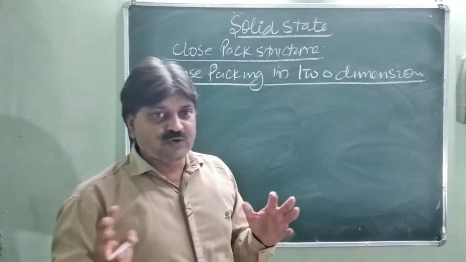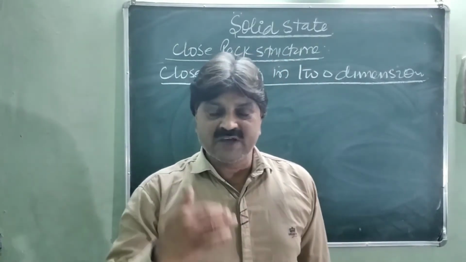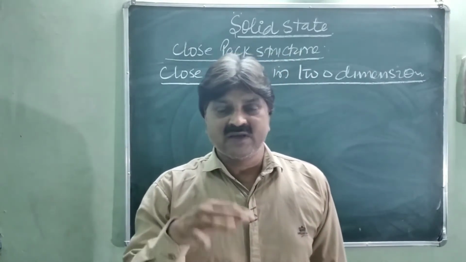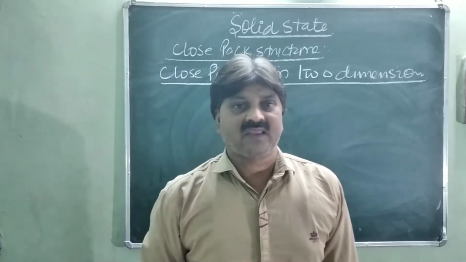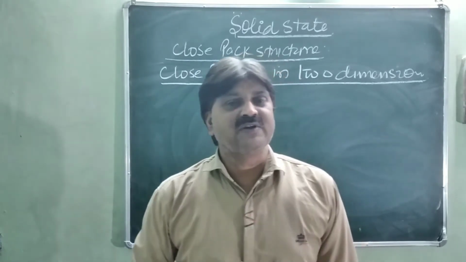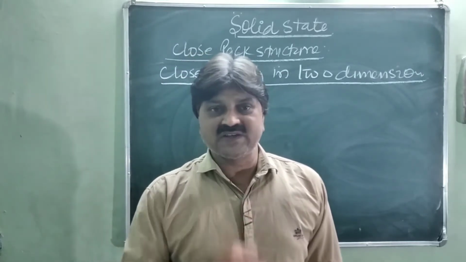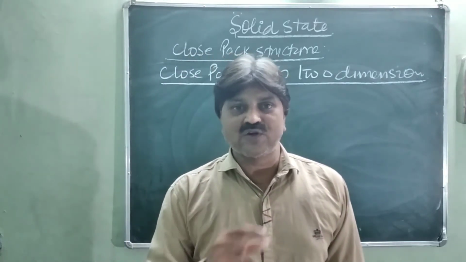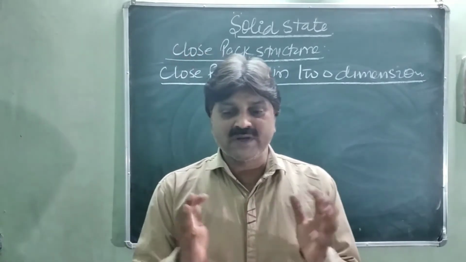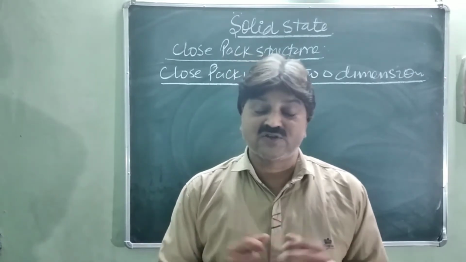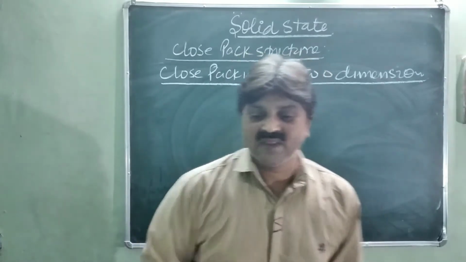There are 2 ways of placing the 2 dimensional structure in the solid. In one, spheres are aligned horizontally and vertically, one just above the other, and it is a less efficient placement. This is the square close pack structure, and the second one is the hexagonal close pack structure. One by one we will discuss. First is square close packing in 2 dimensions.